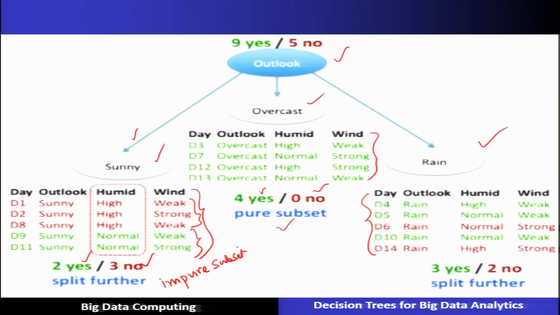That means it is mixed. When the outlook is sunny, Sachin has played in two of these conditions, when the humidity is normal and the wind is weak or strong, and in 3 different cases he hasn't played. So this kind of subset is called an impure subset. Similarly, when the outlook is rain, there are 3 different cases when Sachin has played and 2 different cases when Sachin has not played. Hence this becomes an impure subset.